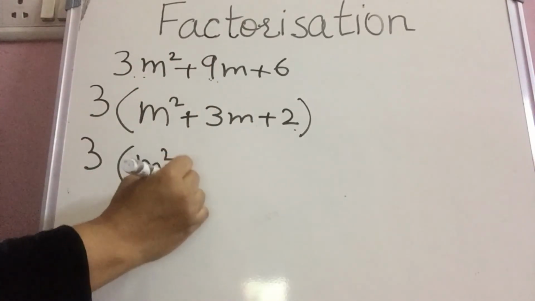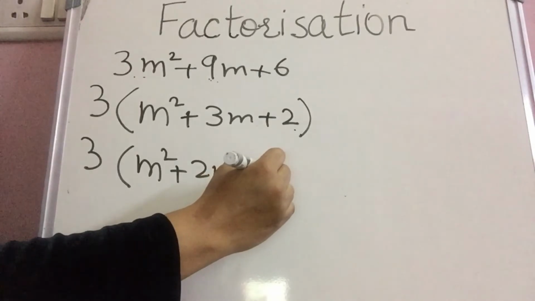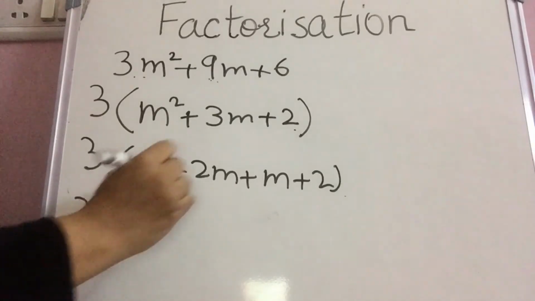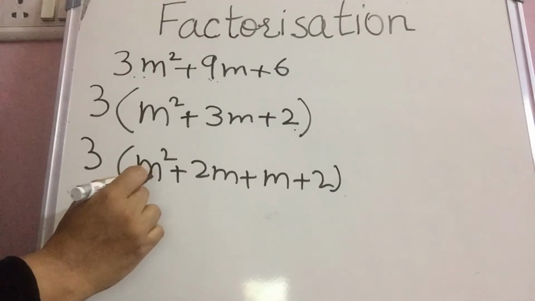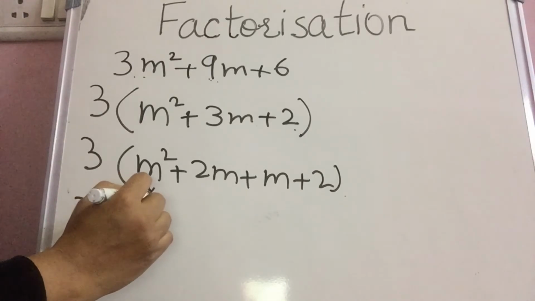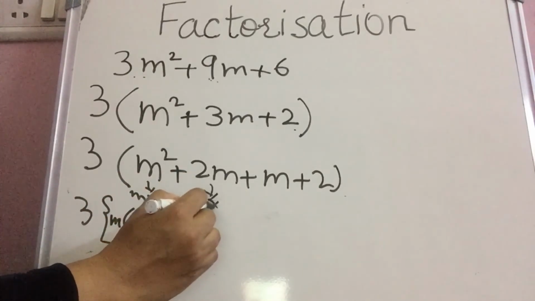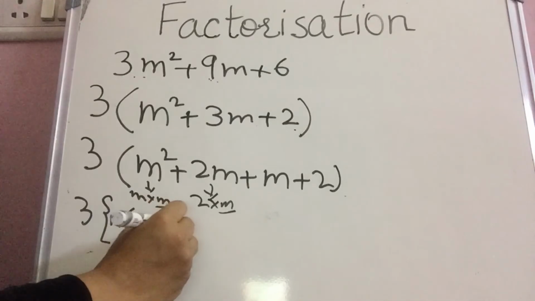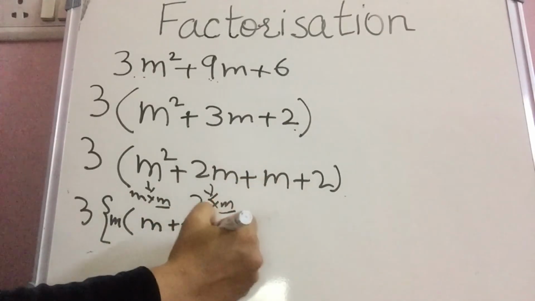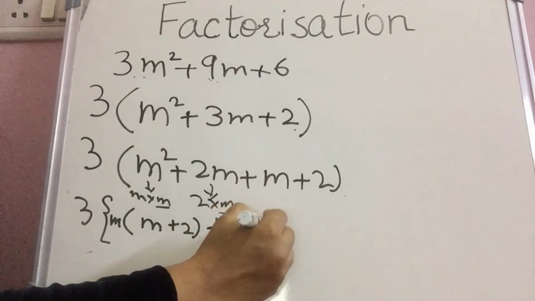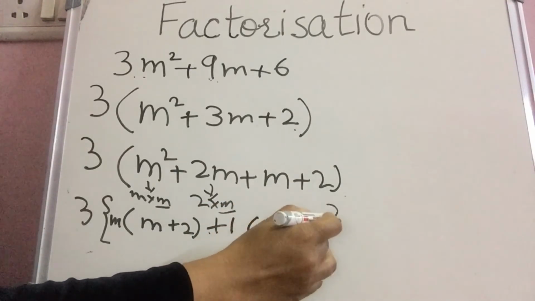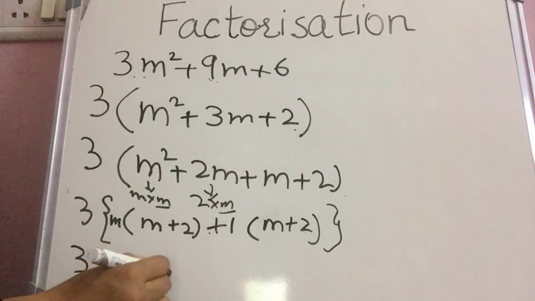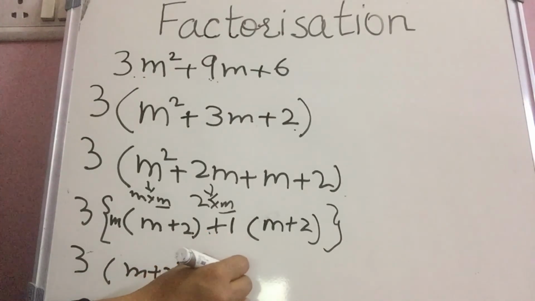m square plus 2m plus 1m plus 2. 3 outside the bracket. Here we'll take m common, because for m square we have m into m as a factor, and for 2m we have 2 into m. So we see m as a common factor here. So we'll take m outside the bracket and m plus 2 is left here. Here also we have plus 1, no common factor, m plus 2. Again, this is how we have got two terms, and we'll take m plus 2 common, and in the second bracket we'll have m plus 1.